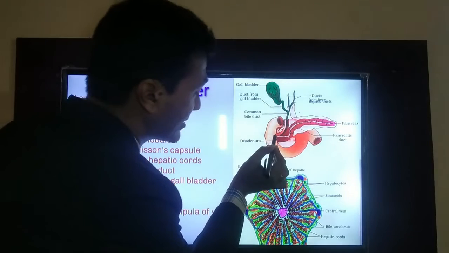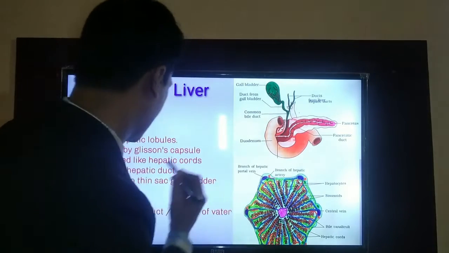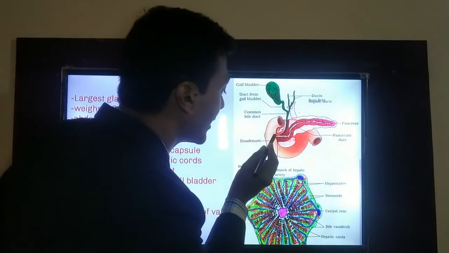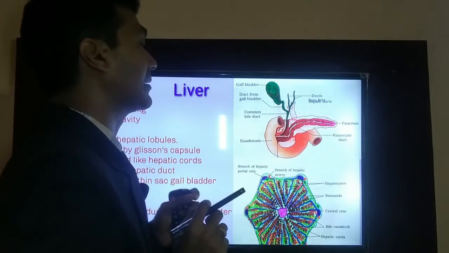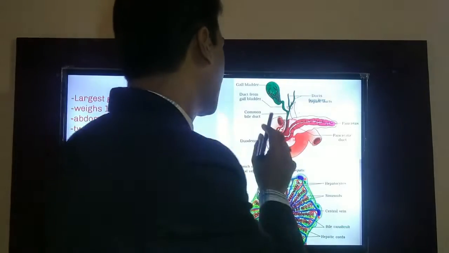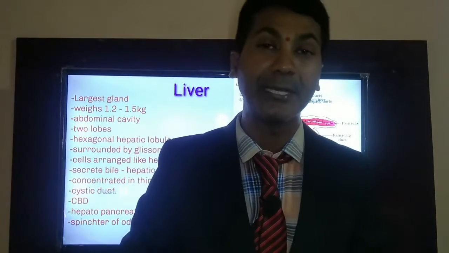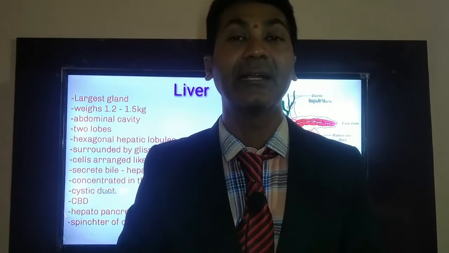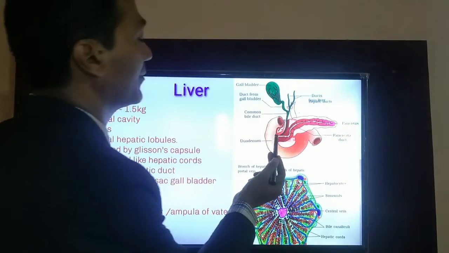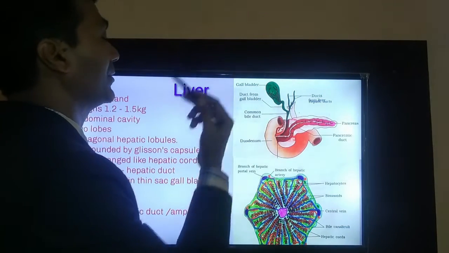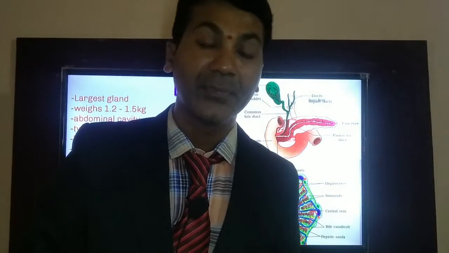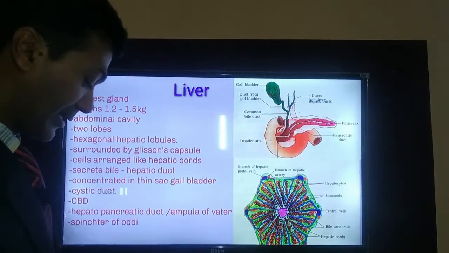Then at the entrance where the ampulla of Vater or hepatopancreatic duct opens into the duodenum, there is a guard, a sphincter, that guards that entrance. That sphincter is known as the sphincter of Oddi. The sphincter of Oddi guards the place where the ampulla of Vater enters the duodenum. So this is regarding the anatomy of the liver. Now let us see the physiology of the liver.